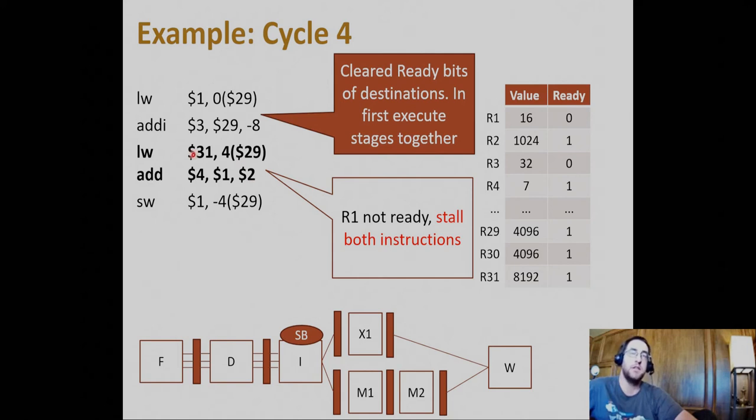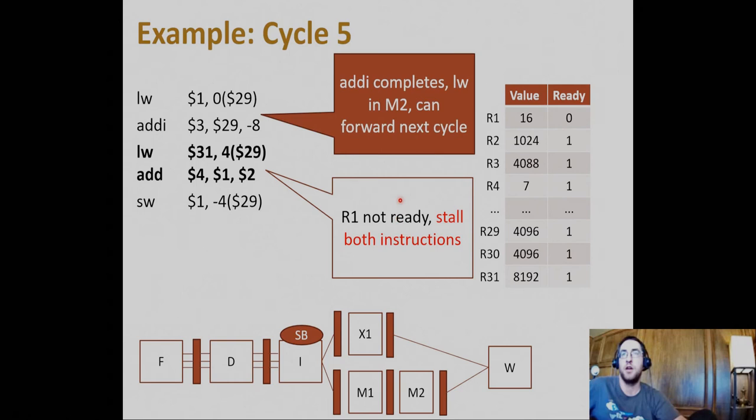Now, you may be saying to yourself, well, that's awfully wasteful. Why wouldn't we let them trickle through the pipeline? Well, we just don't do that right now. To do that is going to complicate things, and so we'll do that later. So R1 is not ready. We stall them both. In cycle 5, the add here completes, and it writes back its value into $3.